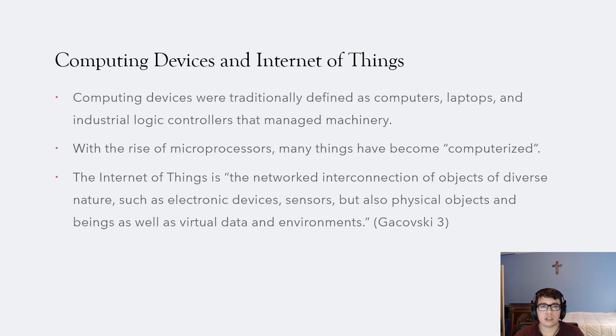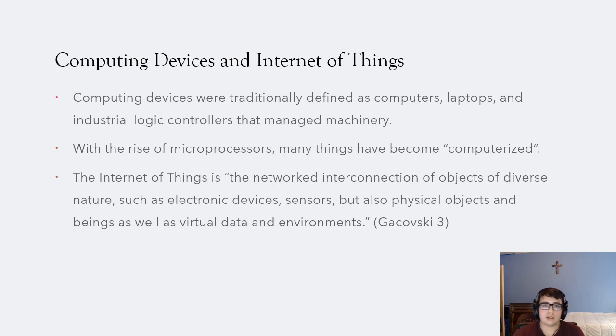Computing devices and Internet of Things. Computing devices were traditionally defined as computers, laptops, and industrial logic controllers that manage machinery. However, with the rise of microprocessors, many things have become computerized. The Internet of Things is the networked interconnection of objects of diverse nature, such as electronic devices, sensors, but also physical objects and beings, as well as virtual data and environments. This definition is from a book by Gajkowski.